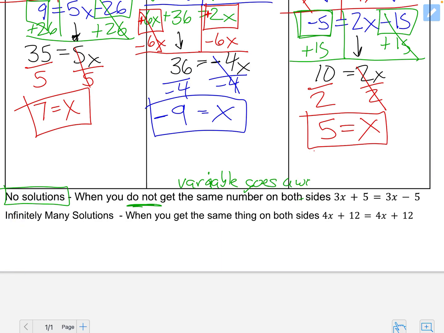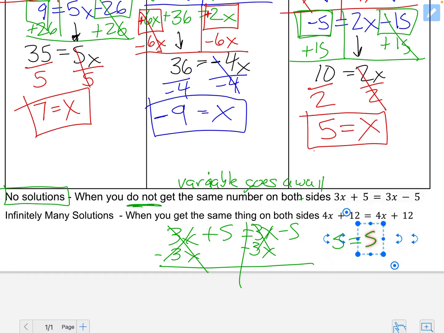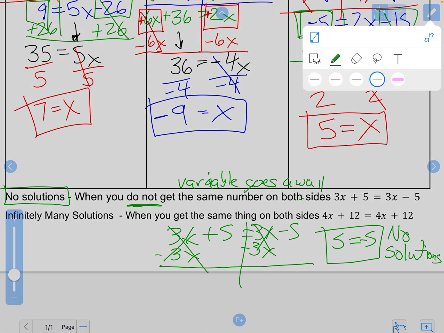So if we were to solve this problem here, 3x plus 5 equals 3x minus 5. To solve it, I'd have to subtract 3x from both sides. And what would happen then is my x's would disappear. And so I'd be left with 5 equals -5. And when 5 equals -5, that's going to be no solutions. Again, my x's went away. That's what tells me it's no solutions.